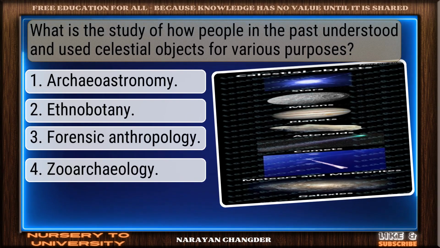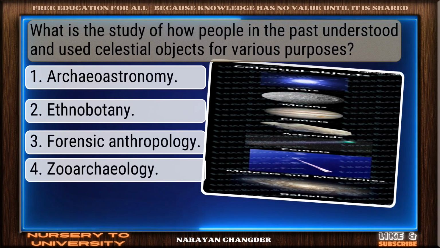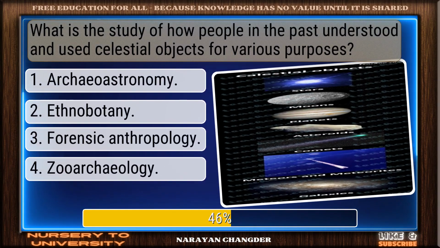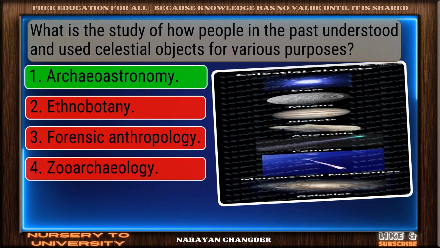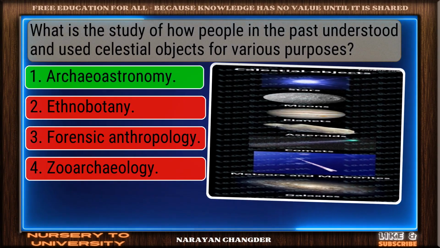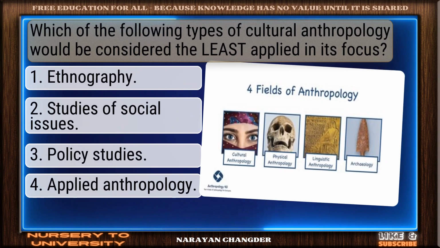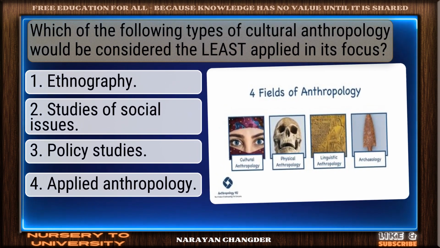What is the study of how people in the past understood and used celestial objects for various purposes? Right choice. Archaeoastronomy is the best answer. Which of the following types of cultural anthropology would be considered the least applied in its focus?